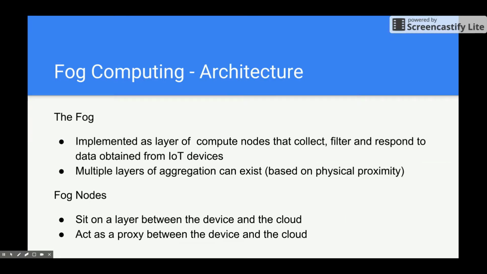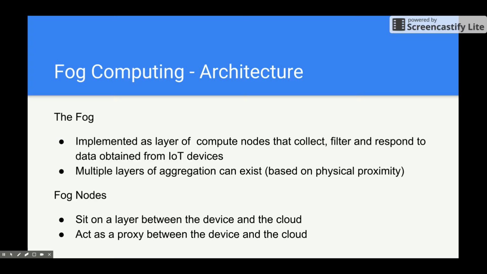The most simple implementation of the fog consists of a layer of nodes that sit physically close to the IoT device. Fog implementations may also be broken up into several layers of aggregation, each layer catering to a specific need. The distance a node is placed from the IoT device depends on the urgency of the task. A node is a device capable of storing, processing, and responding to data obtained from the IoT device. The two most common types of nodes are fog nodes and fog aggregation nodes, the difference being in response time, storage capabilities, and processing power.